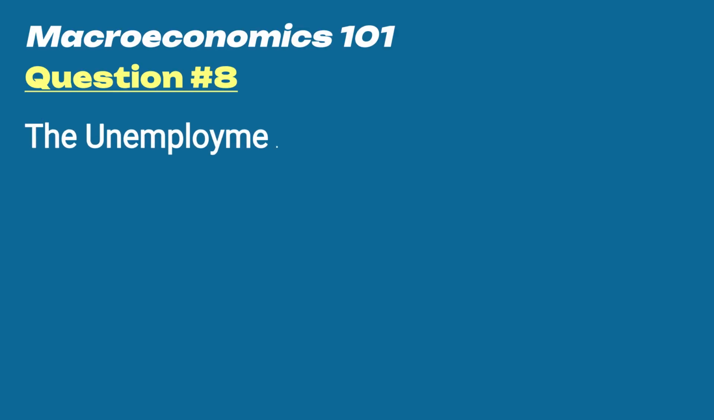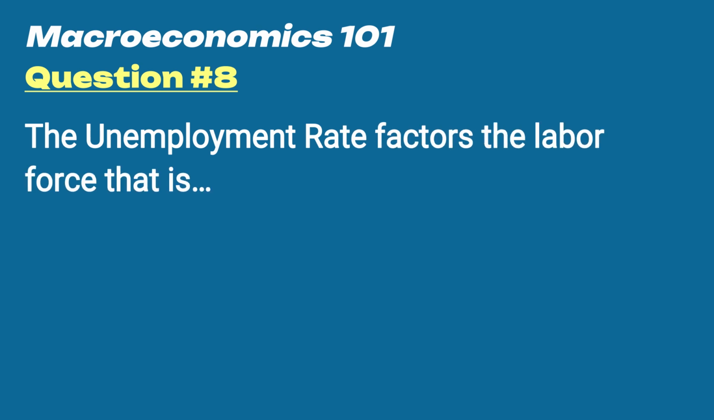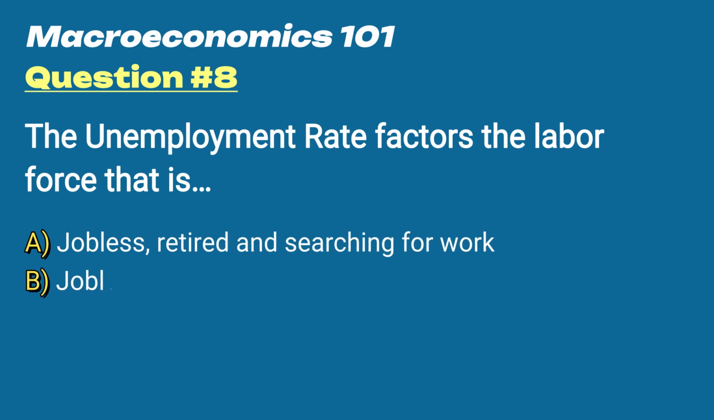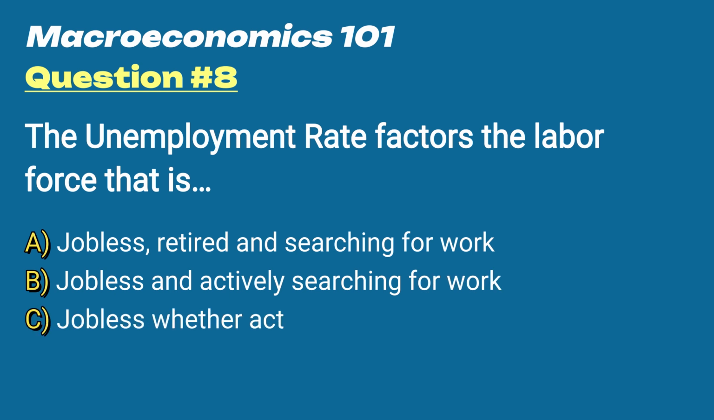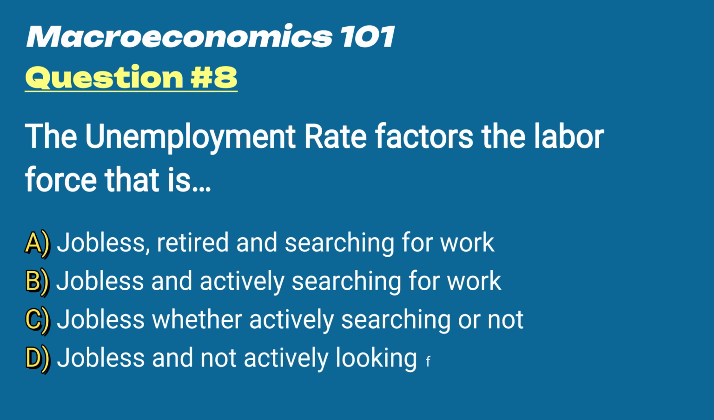Question number 8. The unemployment rate factors the labor force that is A, jobless, retired, and searching for work, B, jobless and actively searching for work, C, jobless whether actively searching or not, or D, jobless and not actively looking for work.